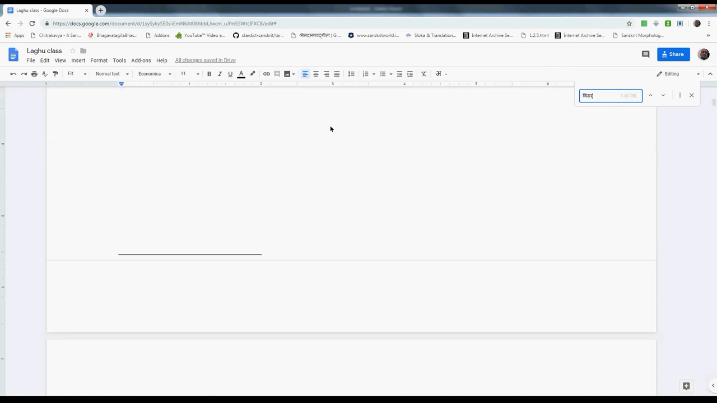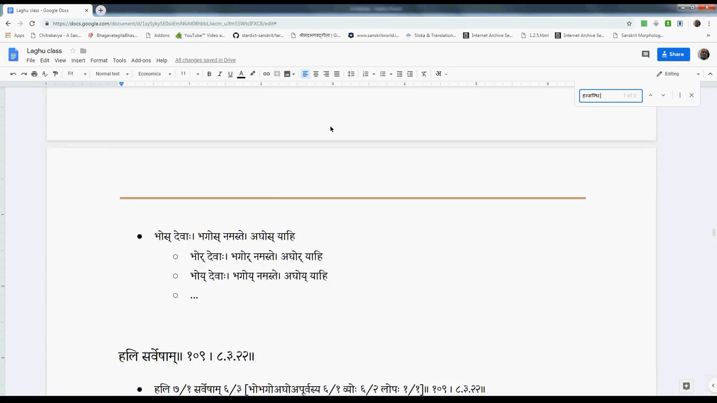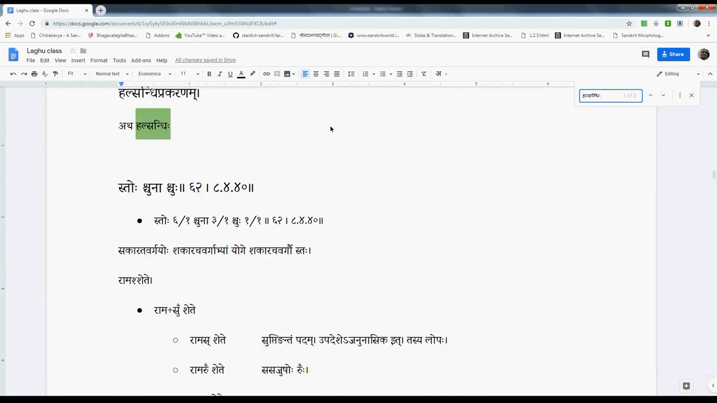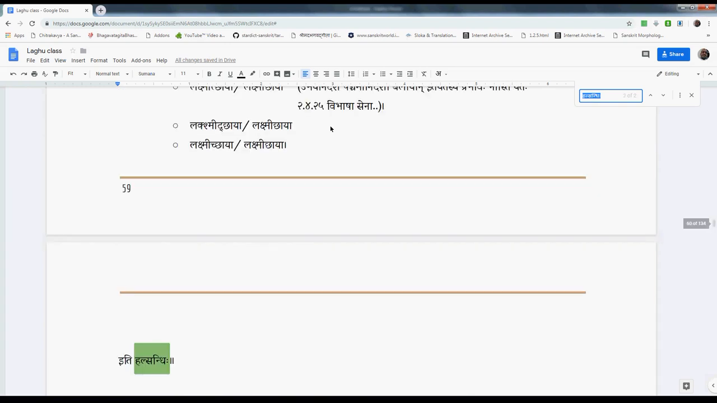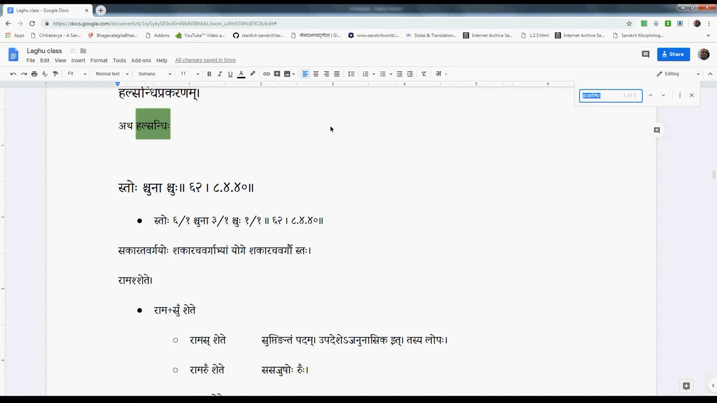Hal Sandhi. I'll just do a little bit of Hal Sandhi, and Visarga Sandhi we just saw recently. So Prakarana in Hal Sandhi: Atha Hal Sandhi. But we want the beginning of Hal Sandhi. Okay, ach sandhi, if I find that, I'll get ach sandhi.